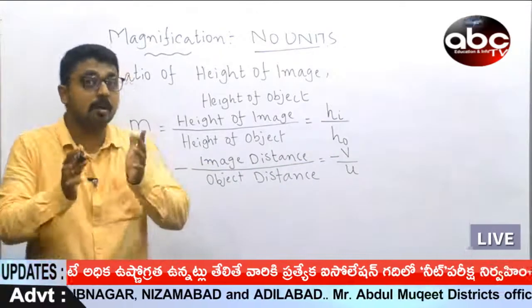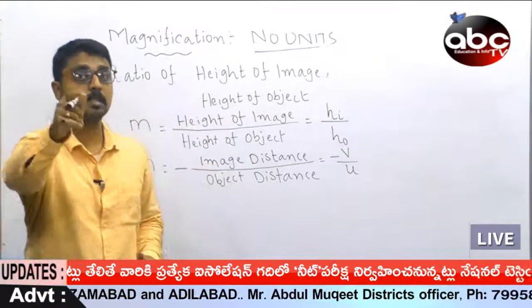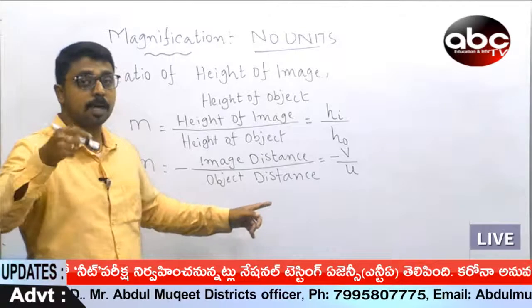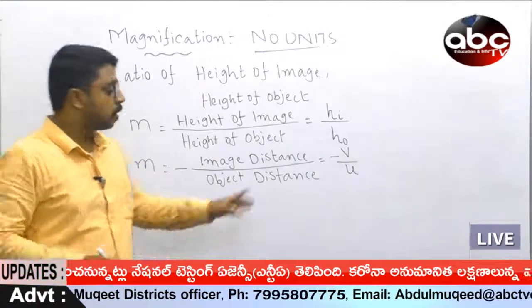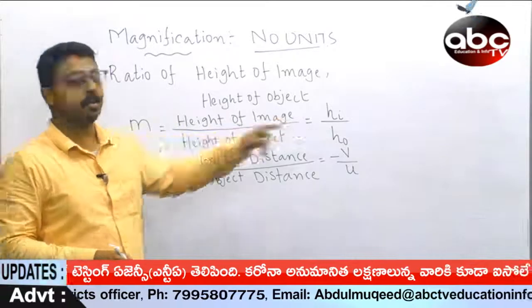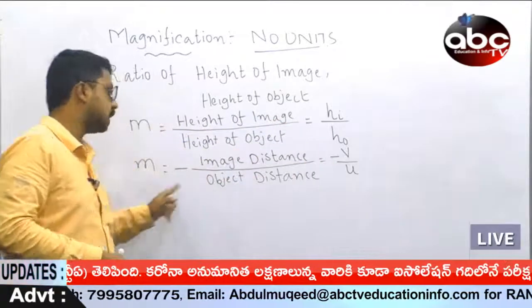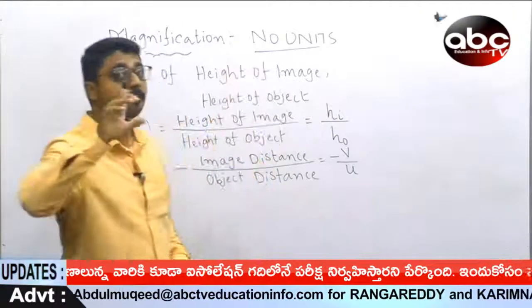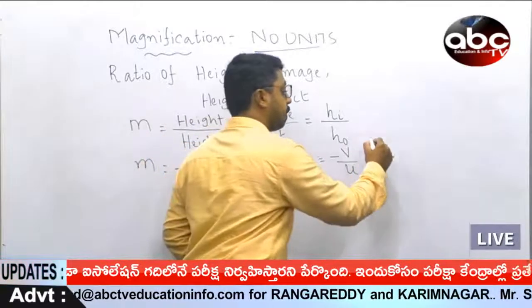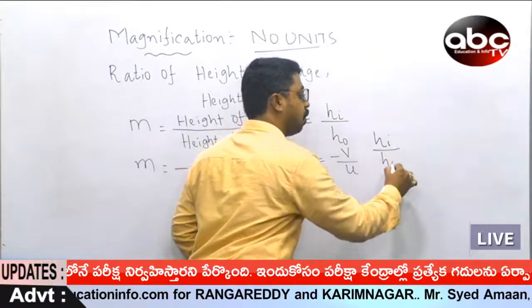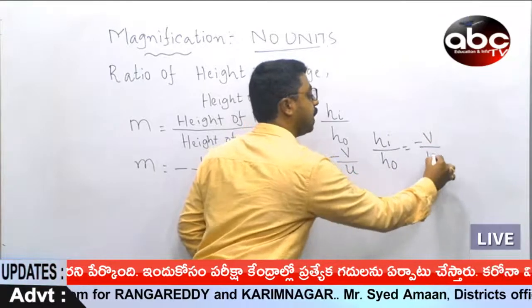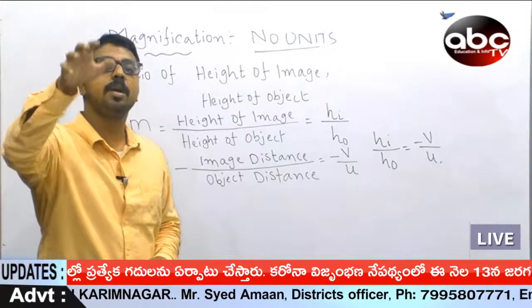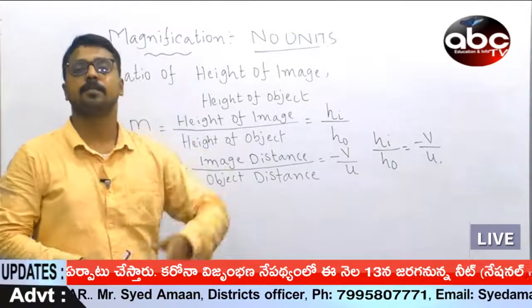Whereas in solving some of the problems, dear children, listen to this carefully, because such types of questions will be asked. In 4 marks, the problems I am about to tell you will come. You can use the direct formulas: m is equal to hi by ho, m is equal to minus v by u. But there are some types of 4 marks questions in which you obtain hi by ho is equal to minus v by u. Problems where you have to compare these two and solve come in 4 marks.